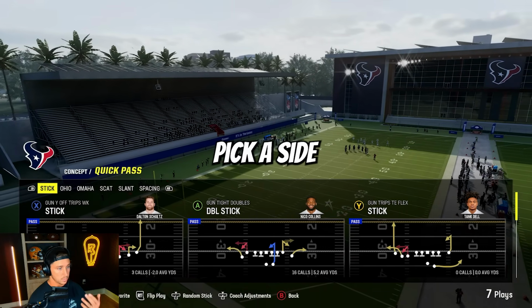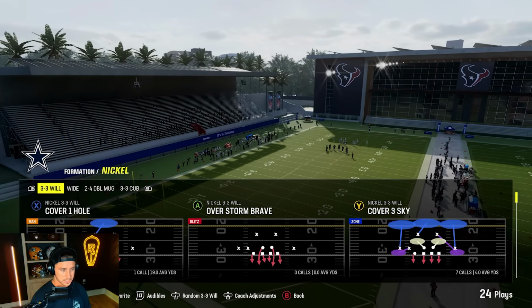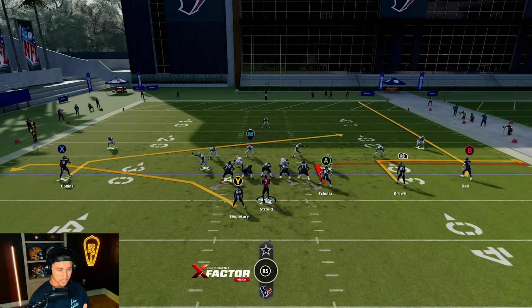Money. That was a dime. Now we're going to get into pick a side reads. So we're going to grab this stick and we're going to say this is versus cover 3. So pick a side reads, you're going to divide the field in half.